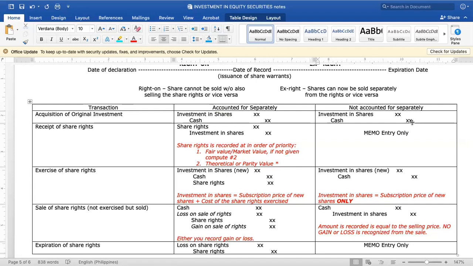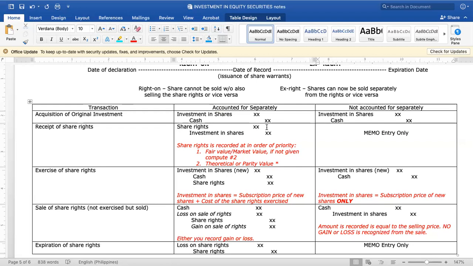So how do we account for this under accounted for separately? Because it is accounted for separately, we can account for the shares and the rights separately. So how do we record it? We debit share rights. Take note that a portion of the total cost of the investment in shares is attributable to the rights. So you debit share rights, then credit investment in shares, meaning a portion of the total investment in shares account pertains to the share rights. That's why the investment in shares is reduced, because the share rights account was set up.